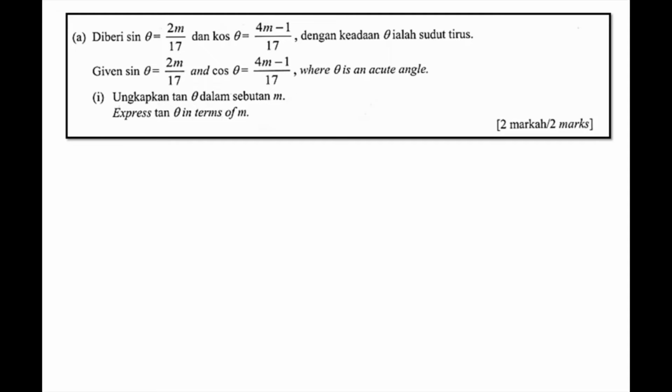Okay, so we have an exam type question here regarding trigonometry topic. Here it's given that sine theta is 2m over 17 and cosine theta is given as 4m minus 1 over 17, and theta is known as an acute angle. An acute angle basically means that the angle is less than a 90-degree angle. So here they want you to express tangent theta in terms of m.